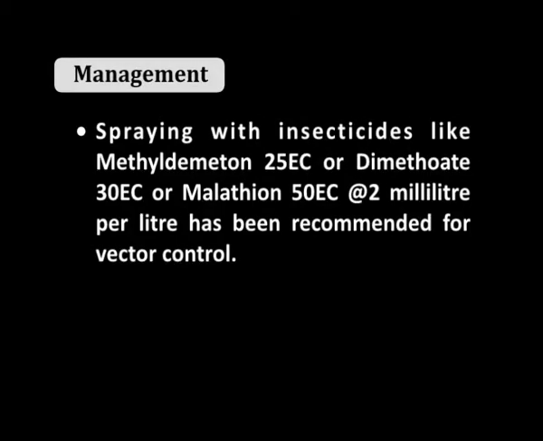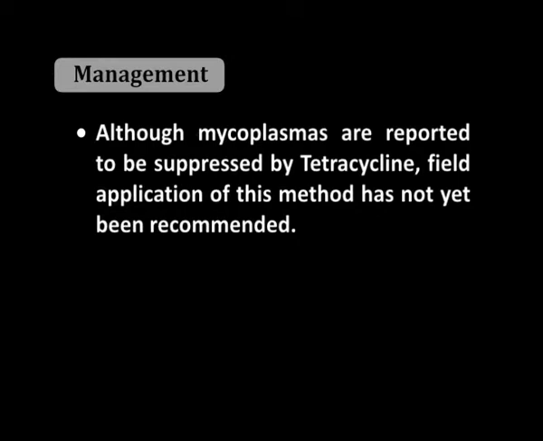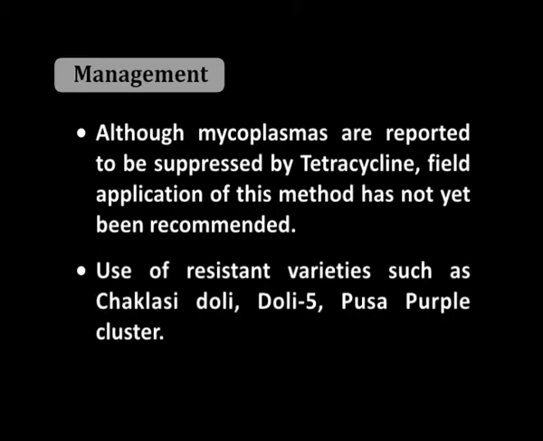Spraying with insecticides like methyl-dimetone 25 EC or dimethoate 30 EC or malathion 50 EC at the rate of 2 ml per liter has been recommended for vector control. Although mycoplasmas are reported to be suppressed by tetracycline, field application of this method has not yet been recommended. Use of resistant varieties such as Chaklasi Doli, Doli 5, Pusa Purple Cluster.